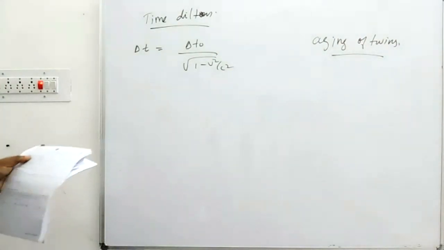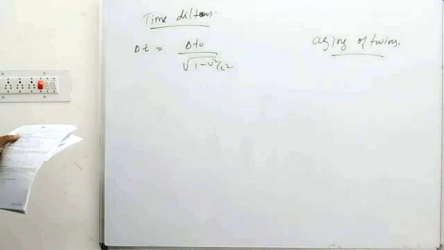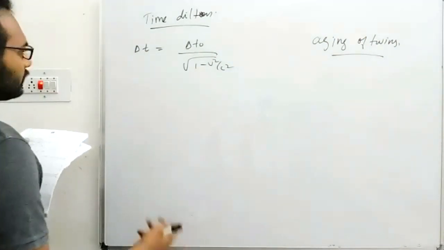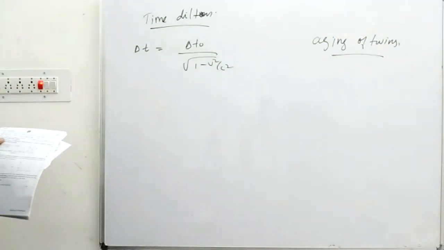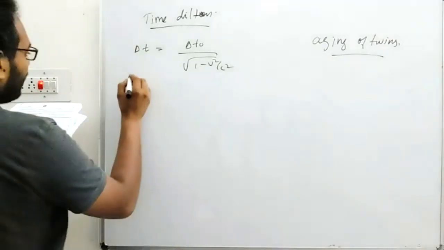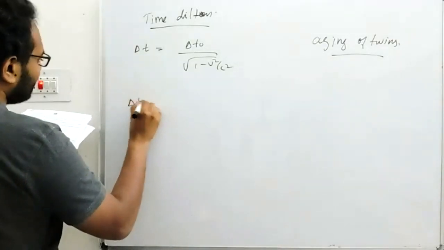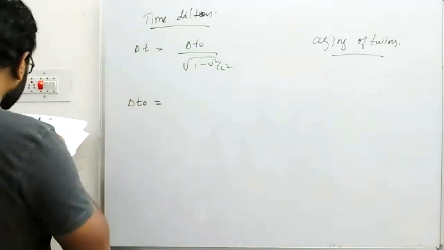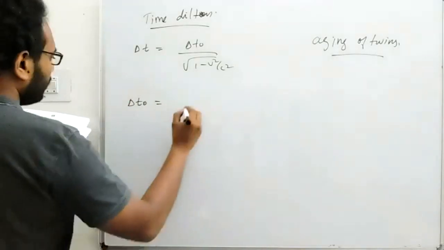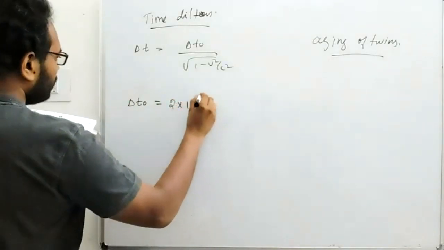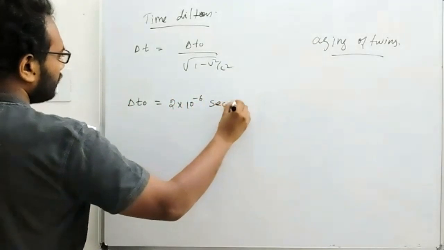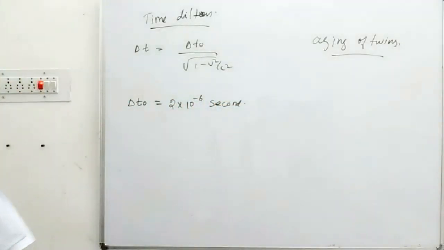So here is a question. The lifetime of a muon, also called a mu meson. Earlier people thought it was a meson. The lifetime of a muon in its rest frame, let's write it as delta t0, is 2 into 10 raised to minus 6 second.